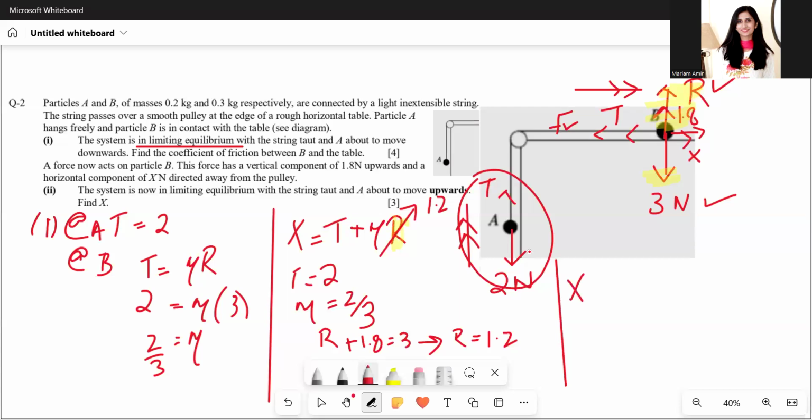So x equals, the tension was 2, mu is 2 by 3, and R is 1.2. So x comes out to be 2.8 newtons.